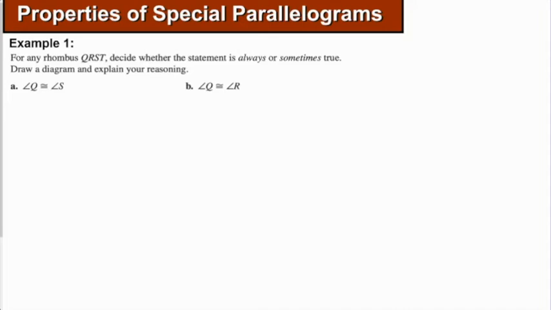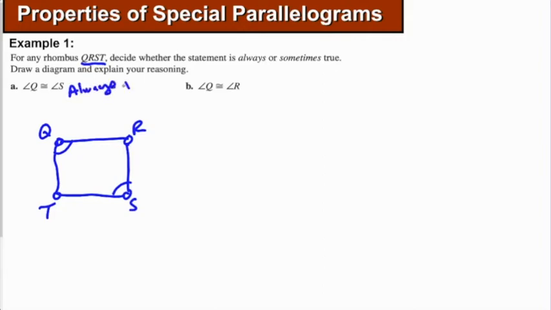So in our first example, it states that for any rhombus QRST, decide whether the statement is always true or sometimes true. It says draw a diagram and explain your reasoning. So QRST, we have to follow the order of the letters when we draw it. So Q connects to R, connects to S, connects to T. And angle Q and angle S are opposite each other and congruent. So that will always be true because opposite angles will always be congruent. So we'll say always true.